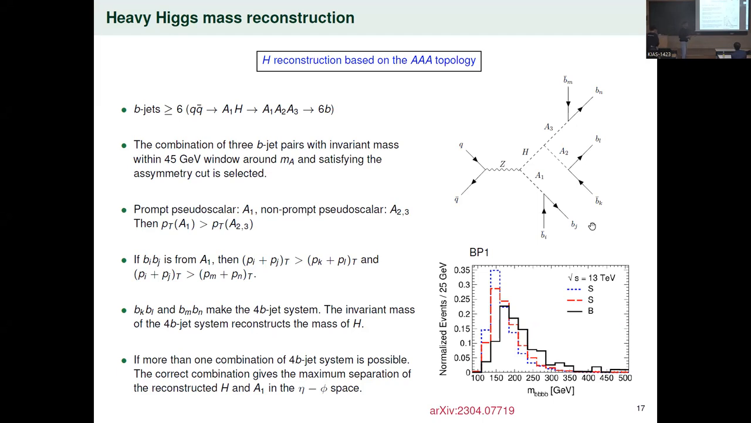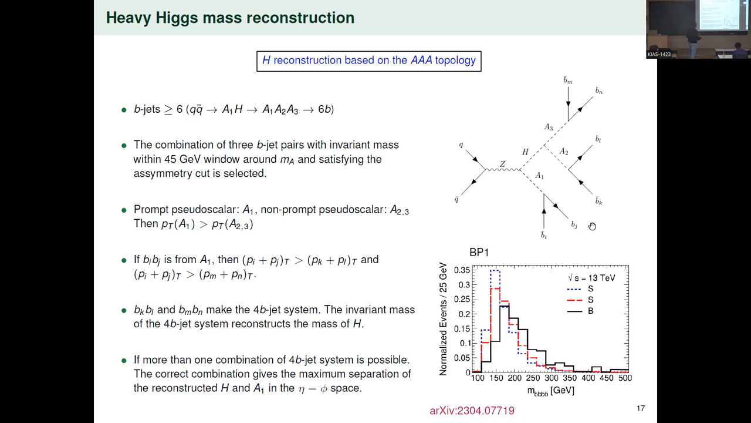So what is the branching ratio of A to BB? It's almost 80%, for benchmark point one. And the rest 10% goes to the gluon mode and the tau mode. That's why you only use the BB mode. Yeah, BB mode.